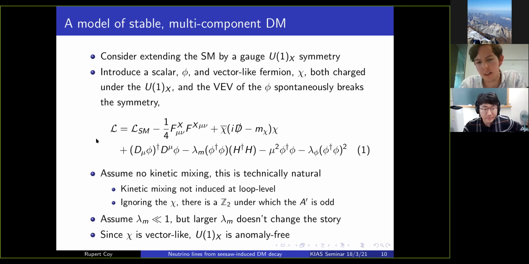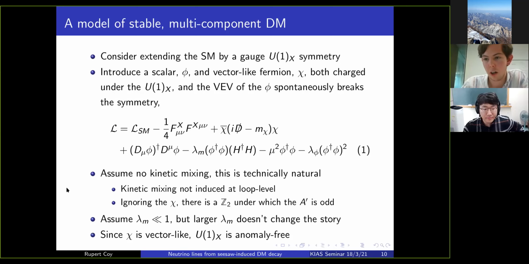I point out also that we assume that lambda_m is very small, so that the mixing between phi and the Higgs is negligible. You can make it larger, and at this level, it doesn't really change the story. Another thing to think about, of course, is that whenever you introduce a new gauge symmetry, one should think about anomalies. Since the chi is vector-like, however, there are no anomalies involved, so you don't have to introduce any more field content than what we have introduced.